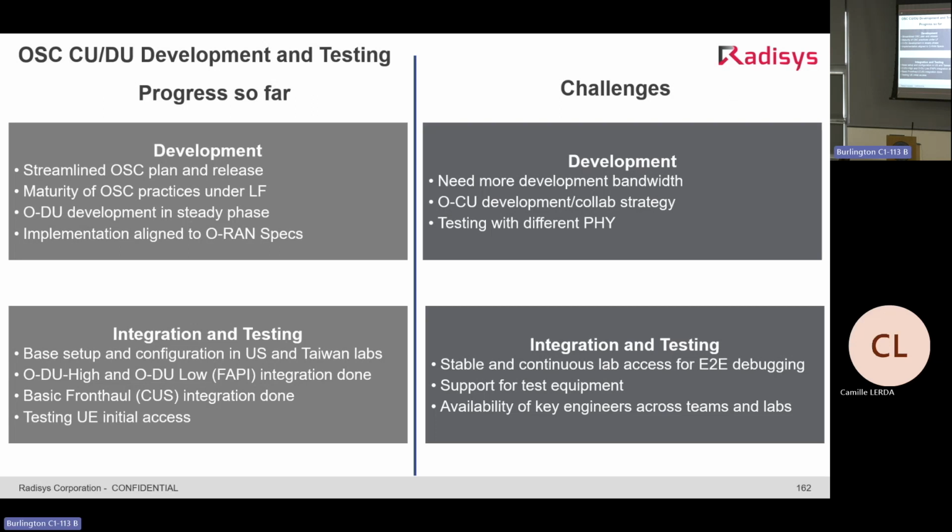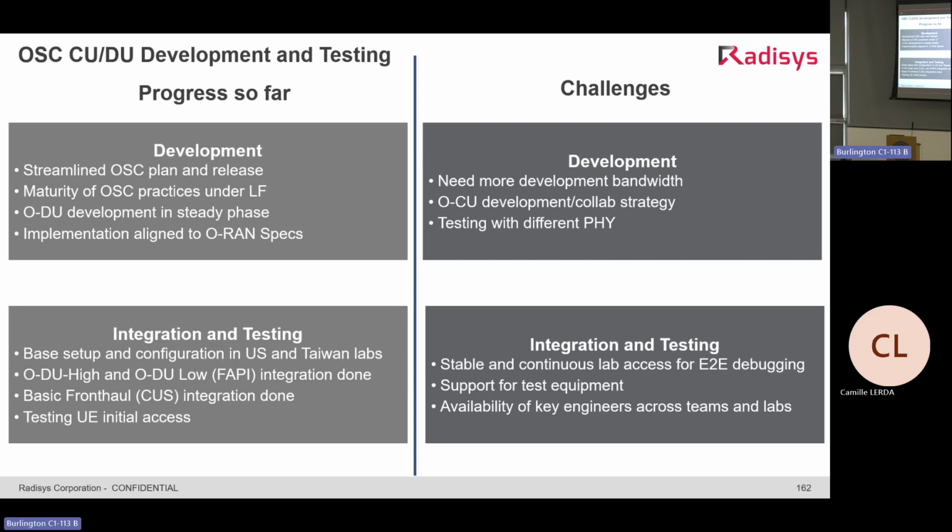When I say steady phase, we've seen more than 7 or 8 releases now, and we see a certain stability with the code and predictability of completing certain features on time as we plan, what we commit and deliver in a particular release. We do 2 releases in a year. And of course, all the alignment with the ORAN specification is ensured and guaranteed. And on the integration and testing side as well, we've been able to use the lab capabilities of both here in the US, the AT&T lab, and the NTUST lab in Taiwan. And we've done some basic integrations of ODU high and ODU low. And the basic fronthaul integration as well has been done.